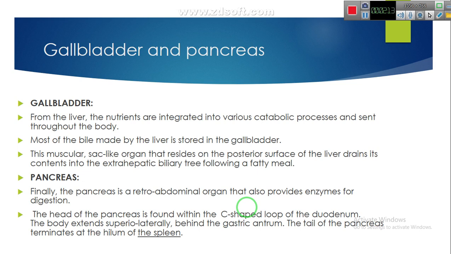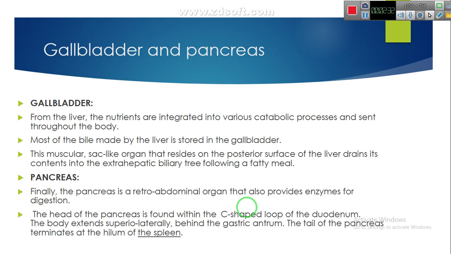Most of the bile made by the liver is stored in the gallbladder, a muscular sac-like organ that resides on the posterior surface of the liver and drains its contents into the extrahepatic biliary tree after having a fatty meal.